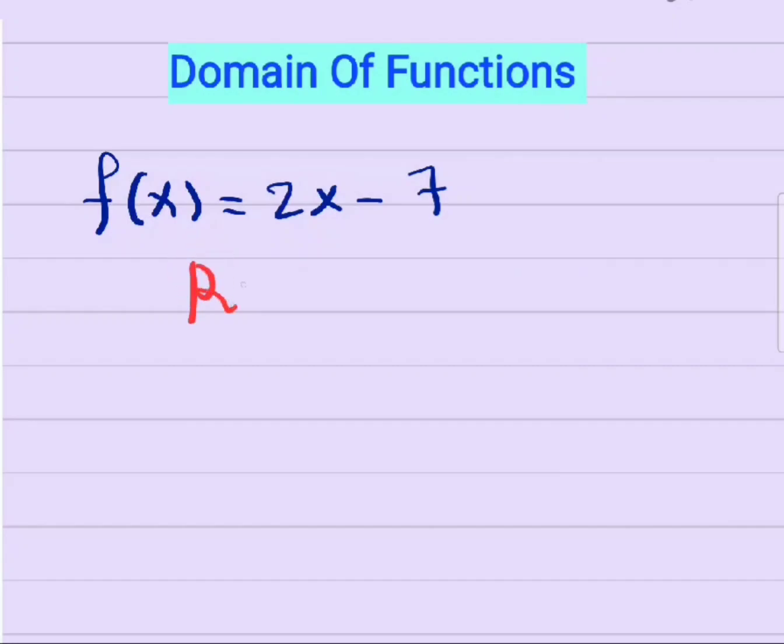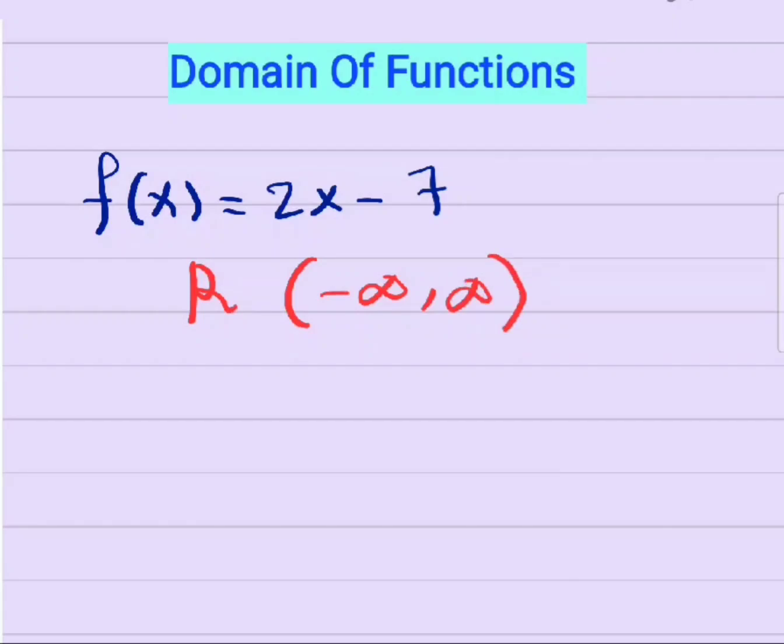Domain of a function. So consider the function 2x minus 7. What is the domain of this function? What is the list of all possible x values that can exist in this function? Whenever you have a linear function like the one that's listed, the domain is all real numbers. So in interval notation, x can be anything. It can range from any value from negative infinity to positive infinity.